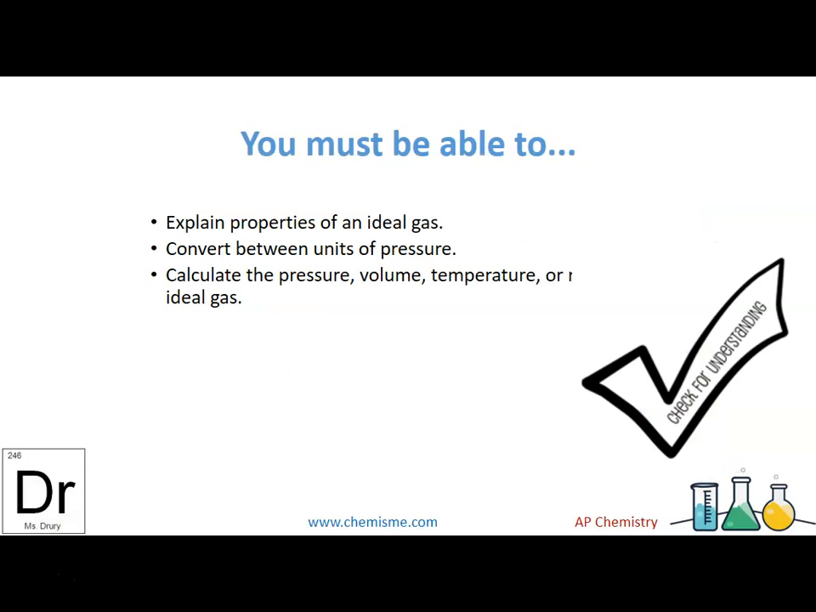At this point, you should be able to explain the ideal gas law, convert between units of pressure, and calculate pressure, volume, temperature, or moles of an ideal gas using PVT or PV = nRT.